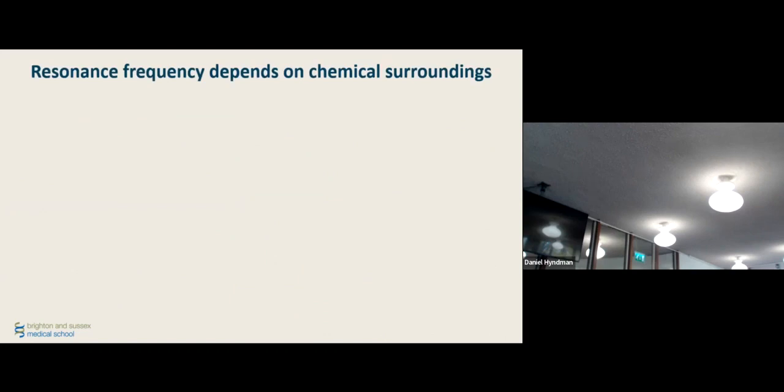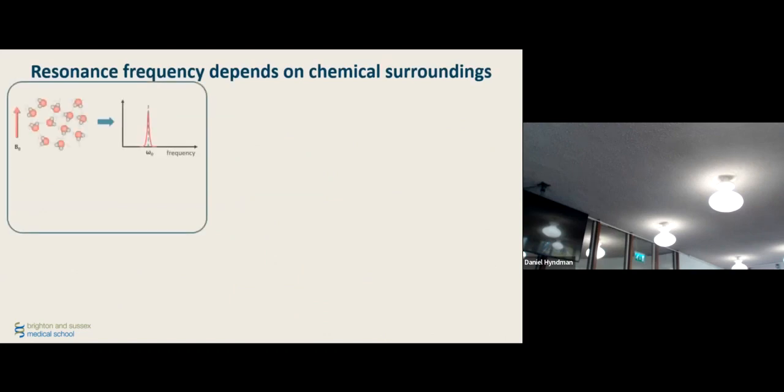Now, let's continue with the story that we had before. So we said that if we have, for example, a bunch of water molecules in our scanner, we generate a peak. And the peak is a representation of the resonance frequency, of the precession of the magnetic moment of those protons at the magnetic field that we applied, at a frequency that we call omega naught.